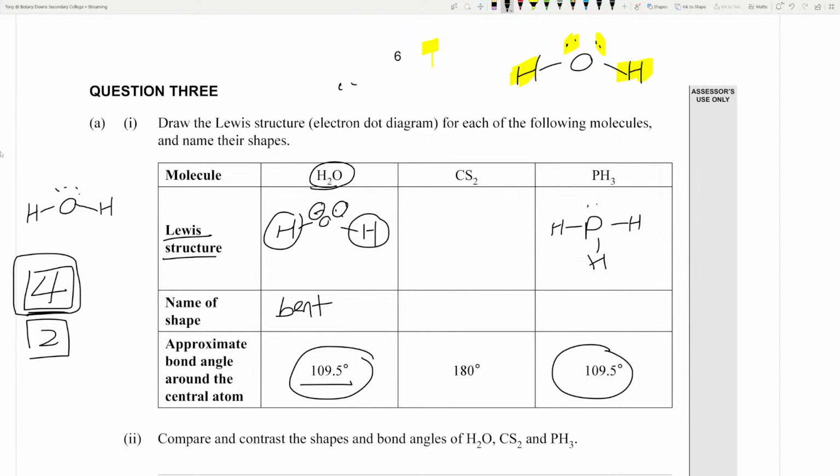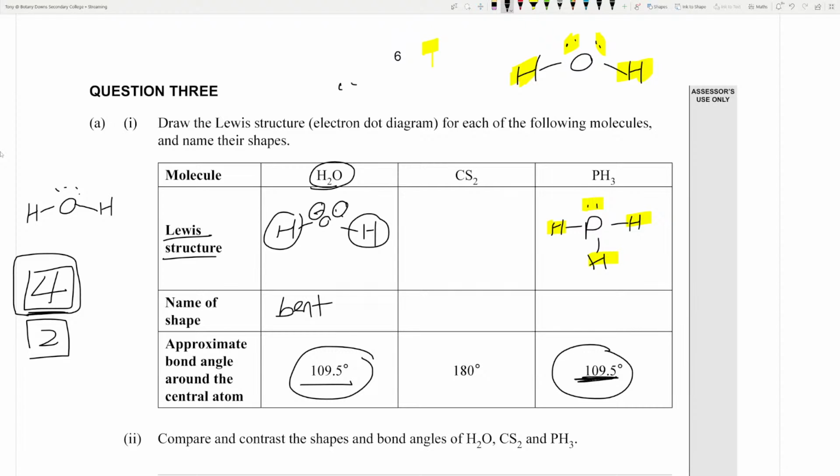PH3 looks like this. So again, you're looking at 1, 2, 3, 4 regions of electron density. That's why the bond angle is 109.5, because you've got 4 things pushing each other away. So the bond angle is always going to be 109.5 degrees.